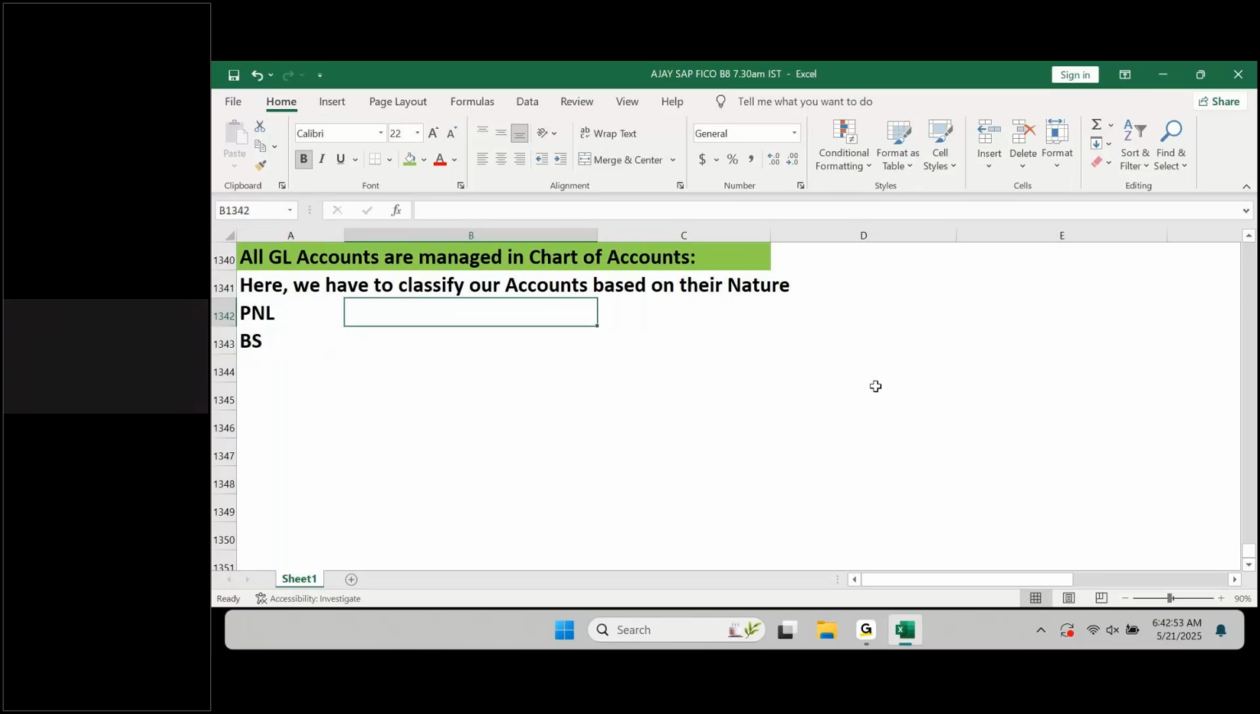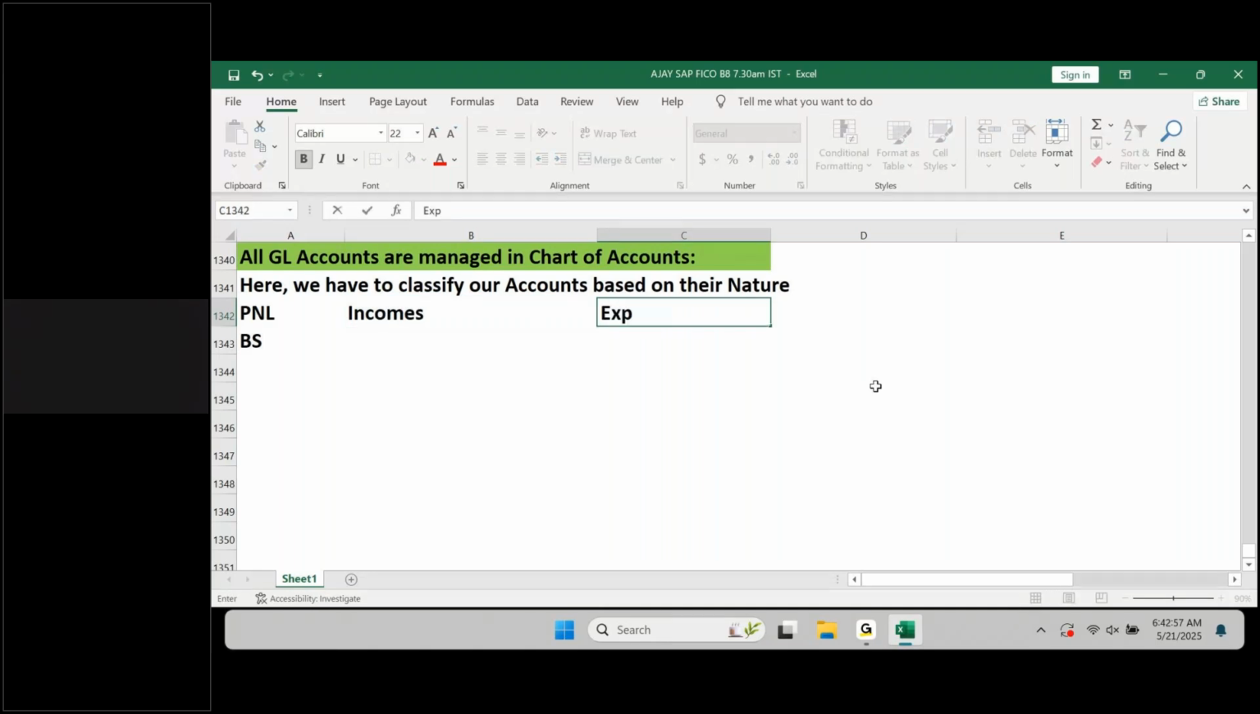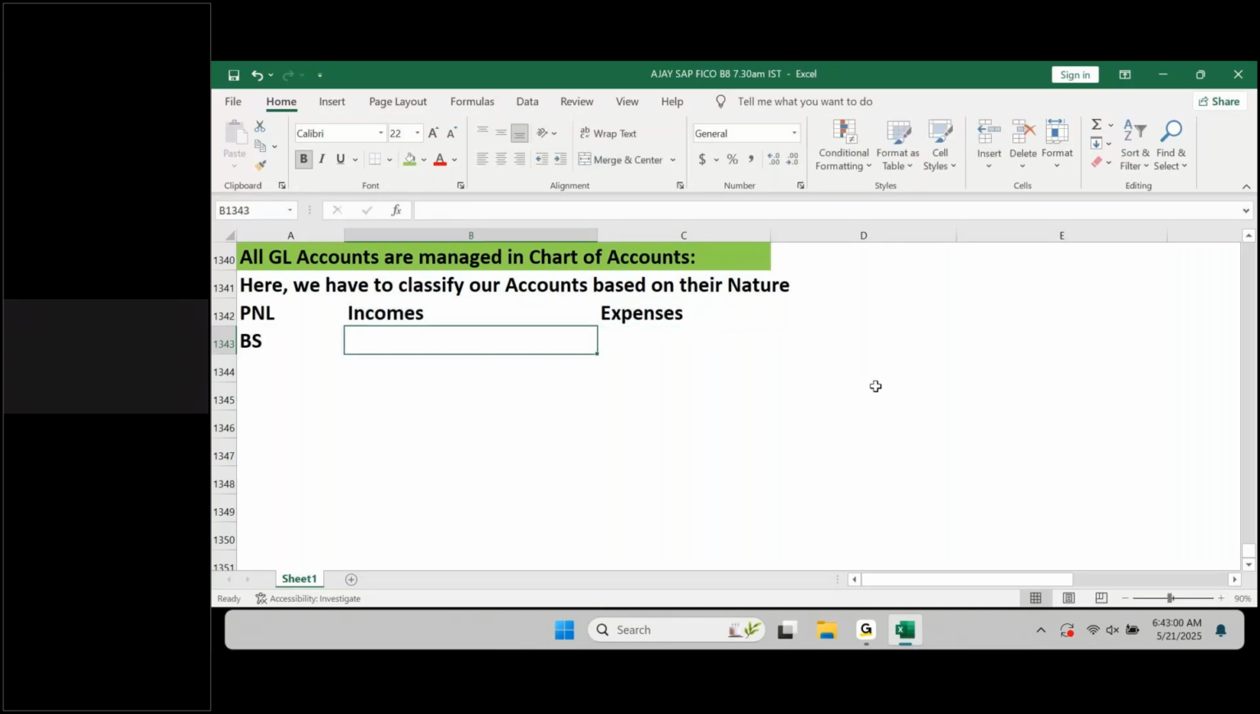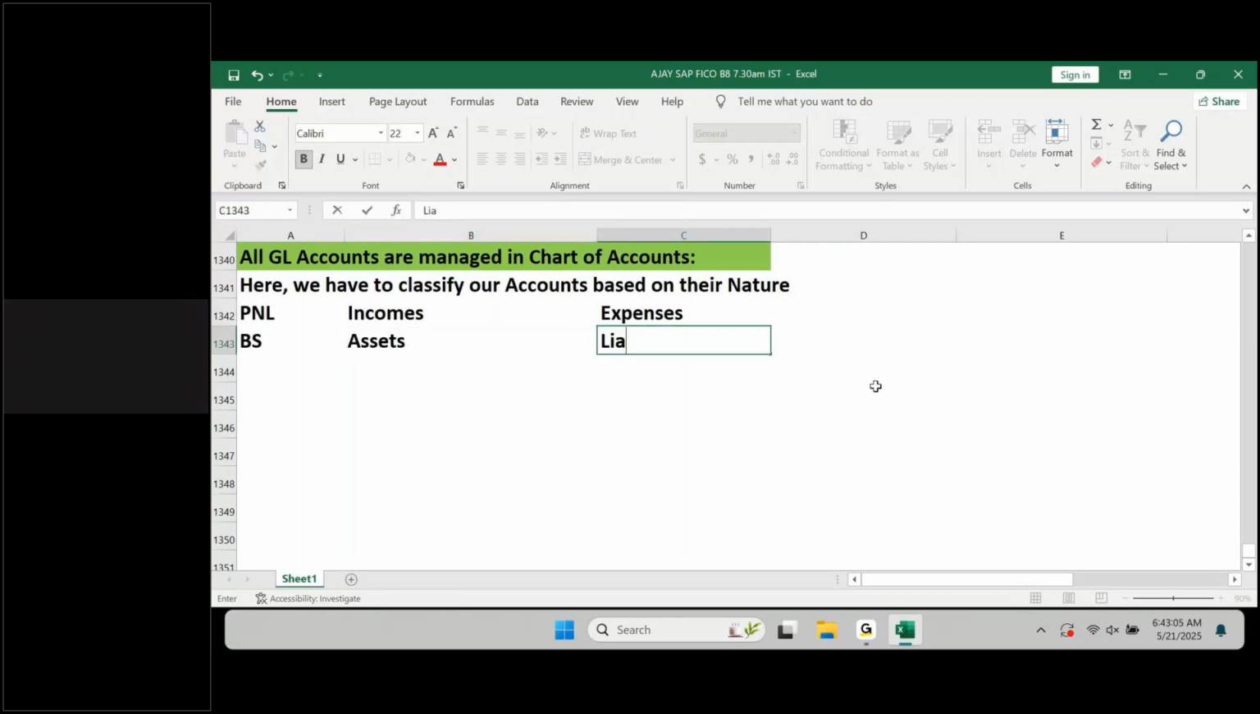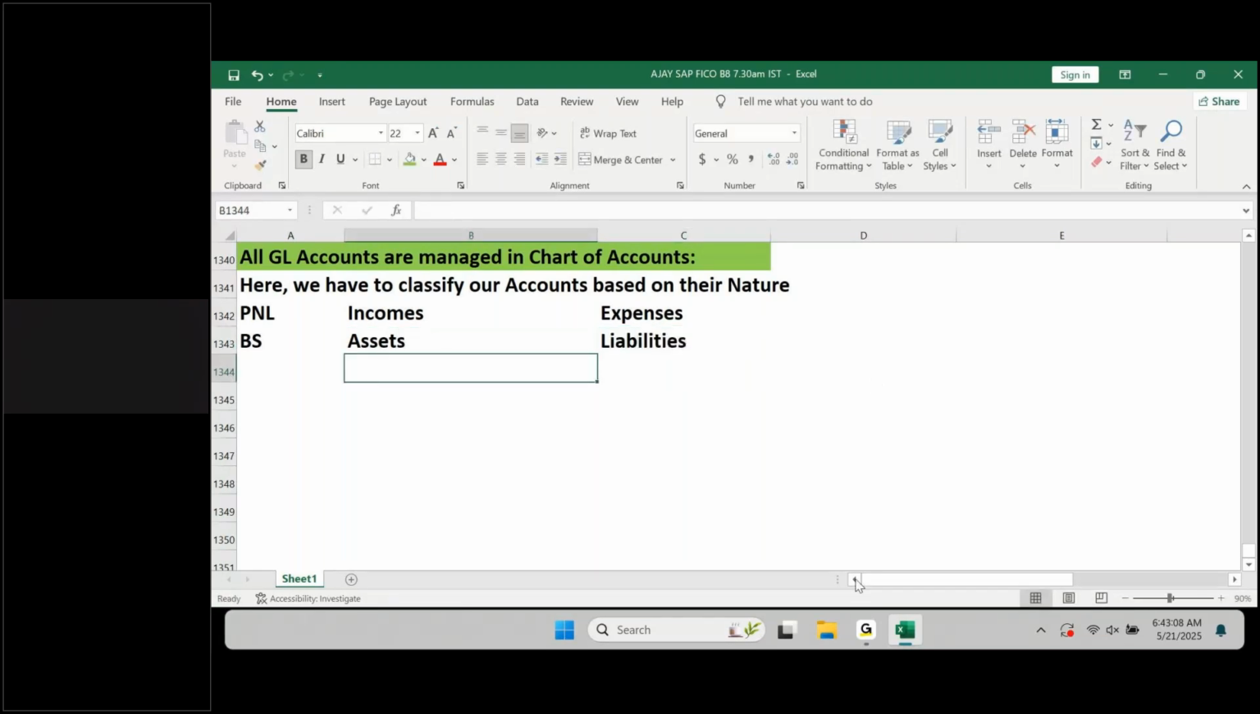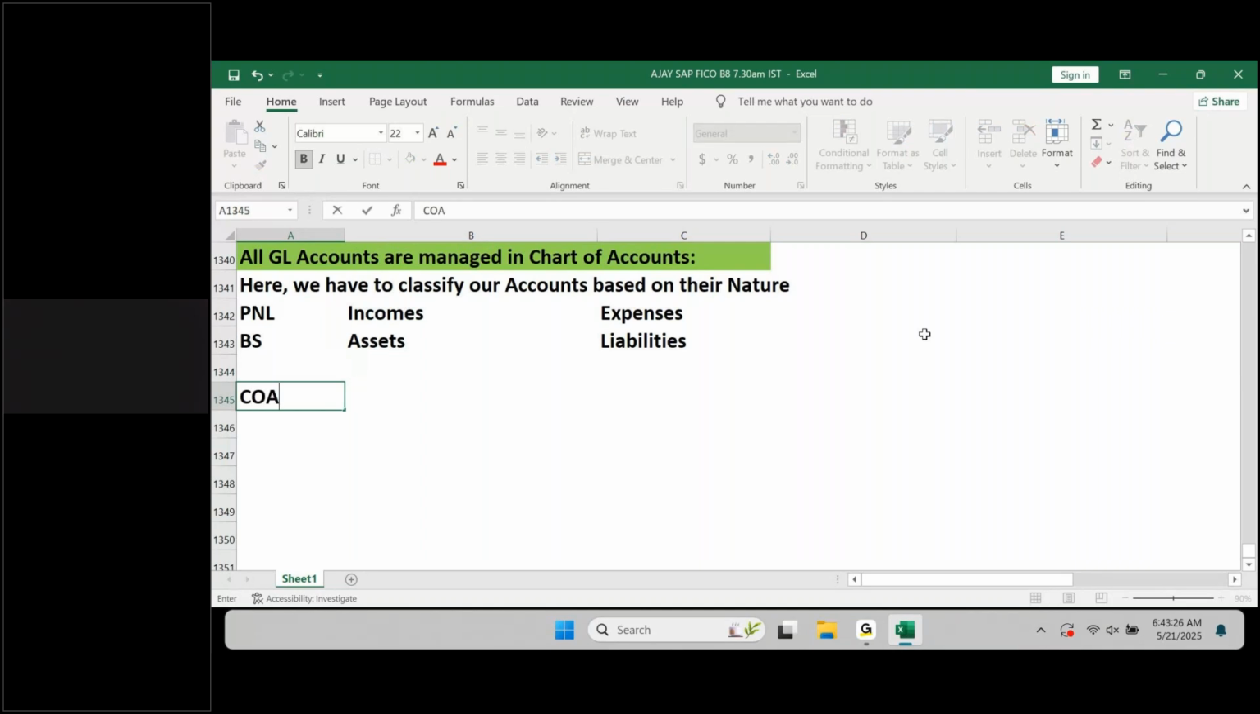All right. Now under P&L I'll put incomes, expenses. Under balance sheet I will write assets, liabilities. Are these four groups clear? Okay, these four are clear for everybody. Next, what we need to do from the chart of account point of view is write them down in a sequential order, like COA, sequence of accounts.